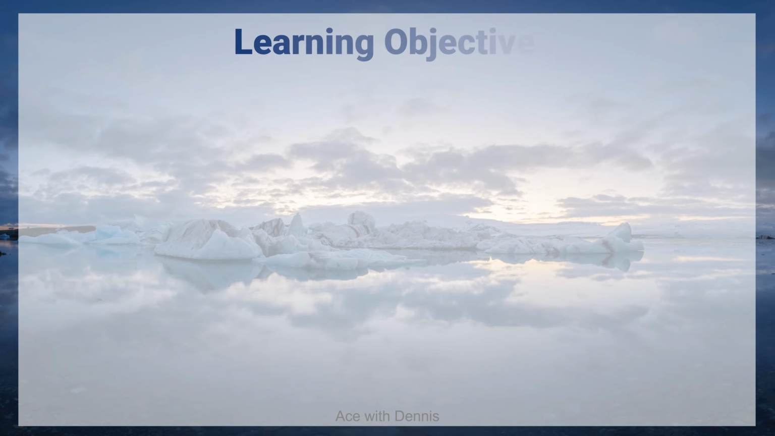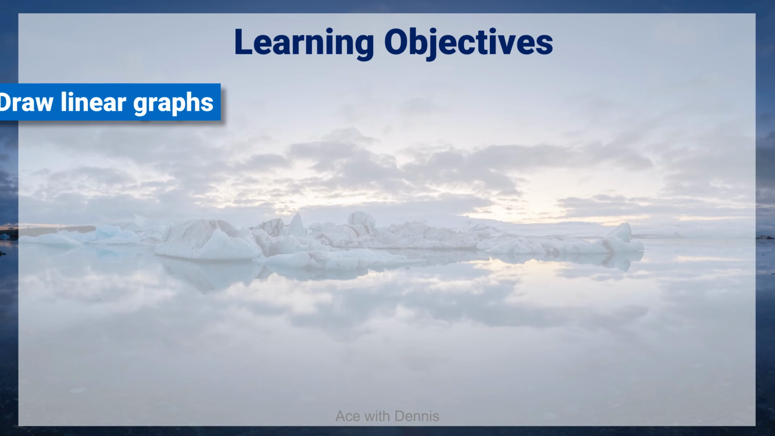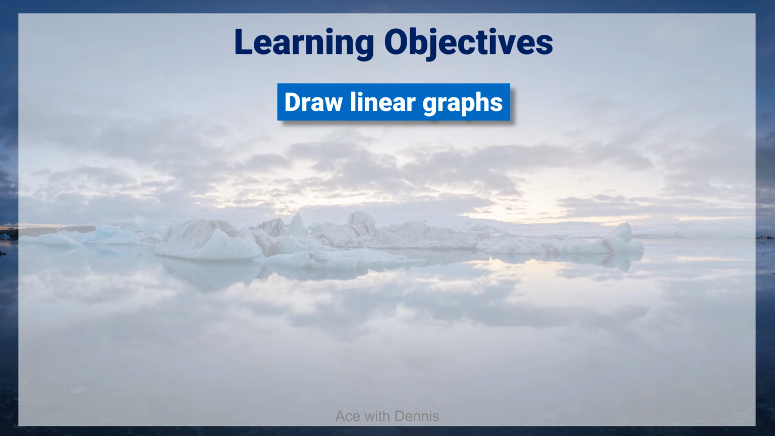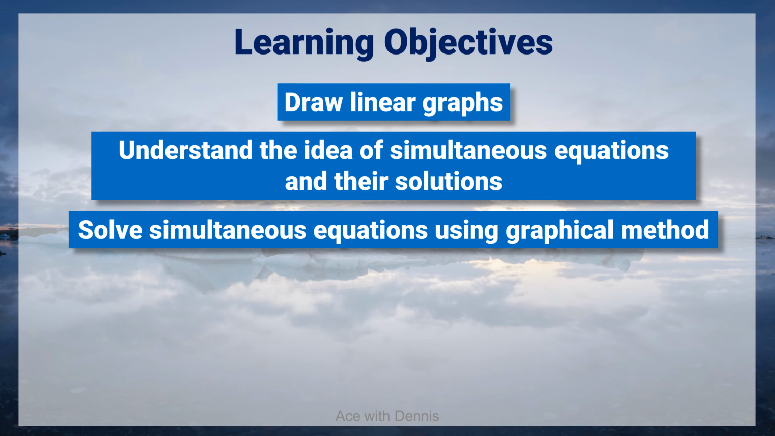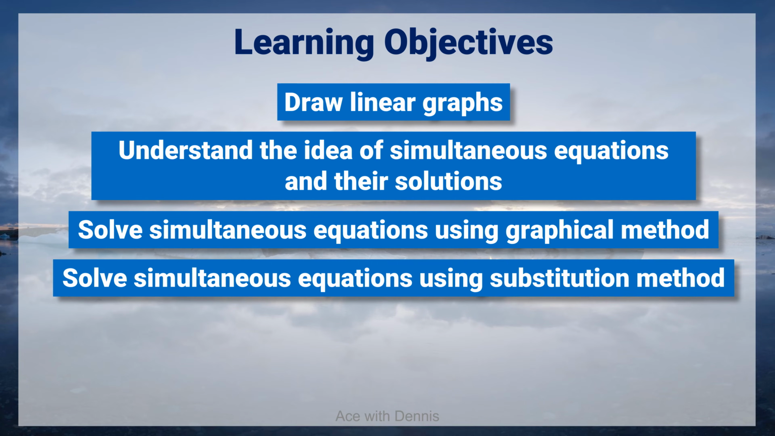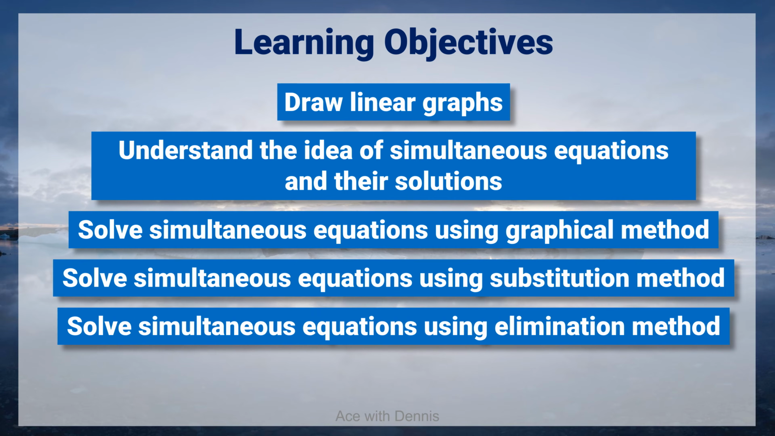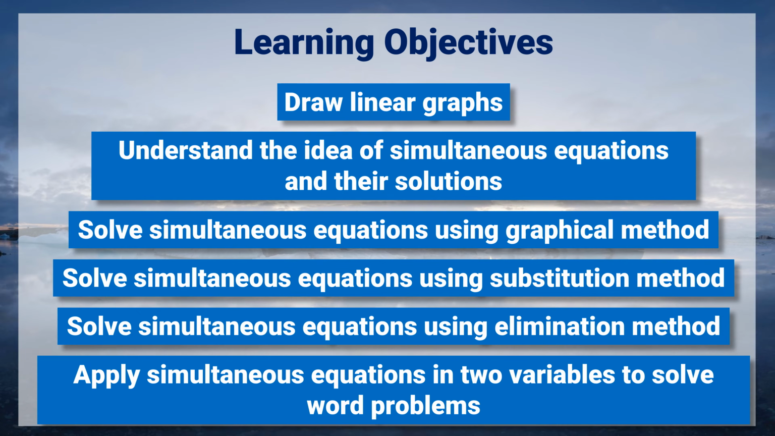Here are a few learning objectives that we want to achieve at the end of the lecture. First, we want to learn how to draw linear graphs, followed by understanding the idea of simultaneous equations and their solutions. After that, we want to solve simultaneous equations using three methods. The first method is the graphical method, the second method is the substitution method, and the third method is the elimination method. After that, we want to apply simultaneous equations in two variables to solve word problems.